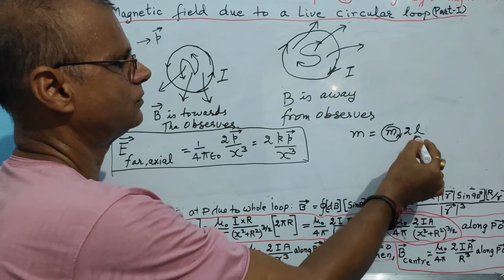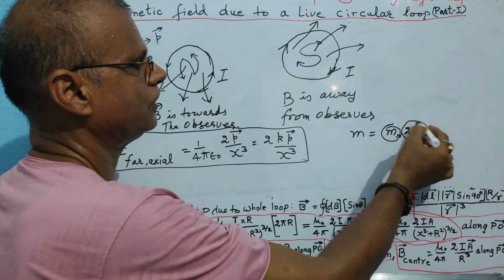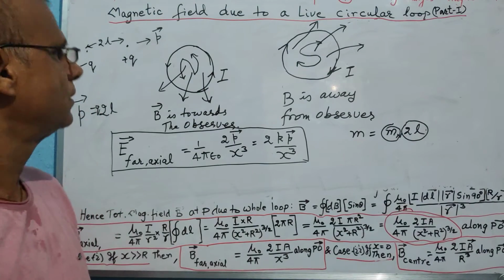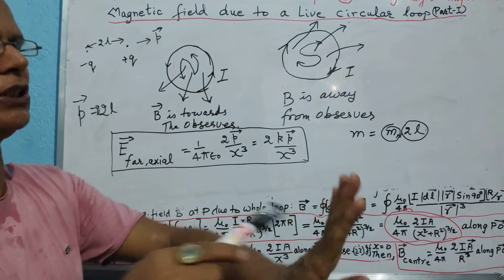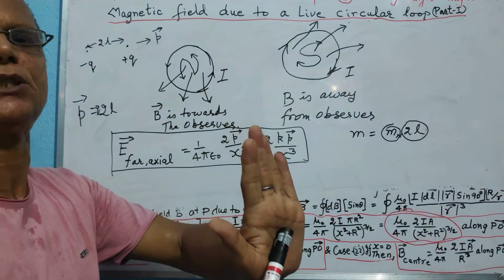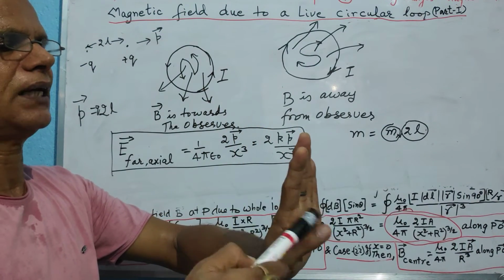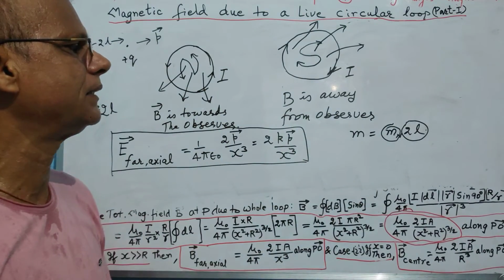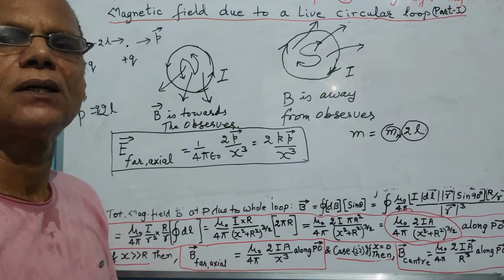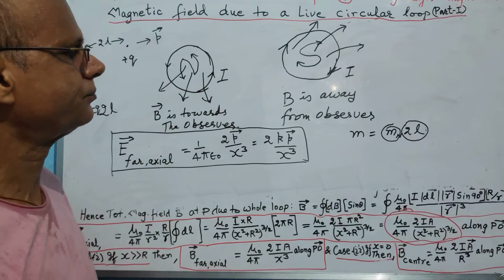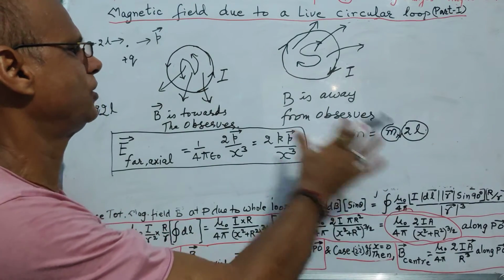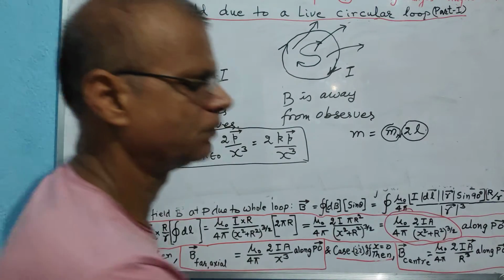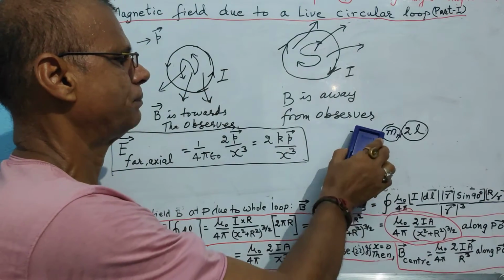Now somehow you can't find this value because there is no distance between the two poles. If one face is behaving like a north pole and the other face like a south pole, there is no distance between the two poles, so how can you find the magnetic dipole moment? Therefore this method was defeated. We cannot find the magnetic dipole moment by applying this method.